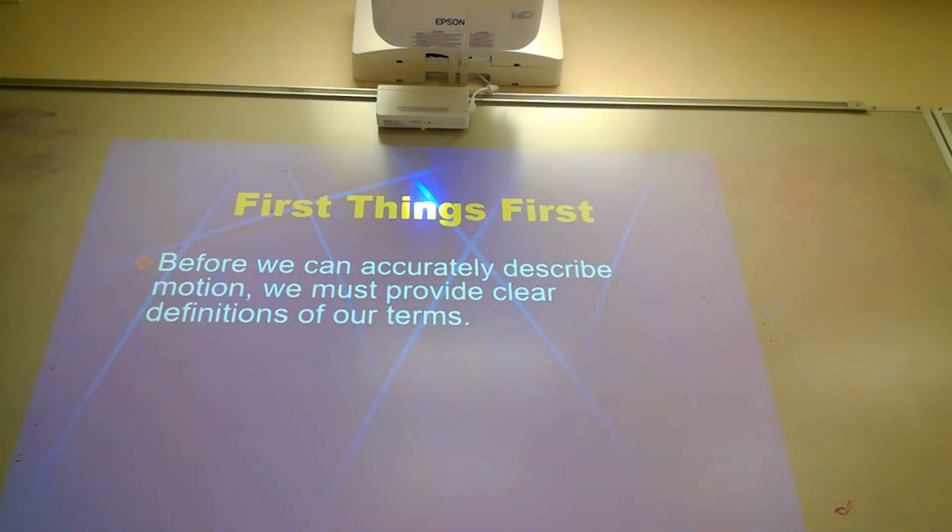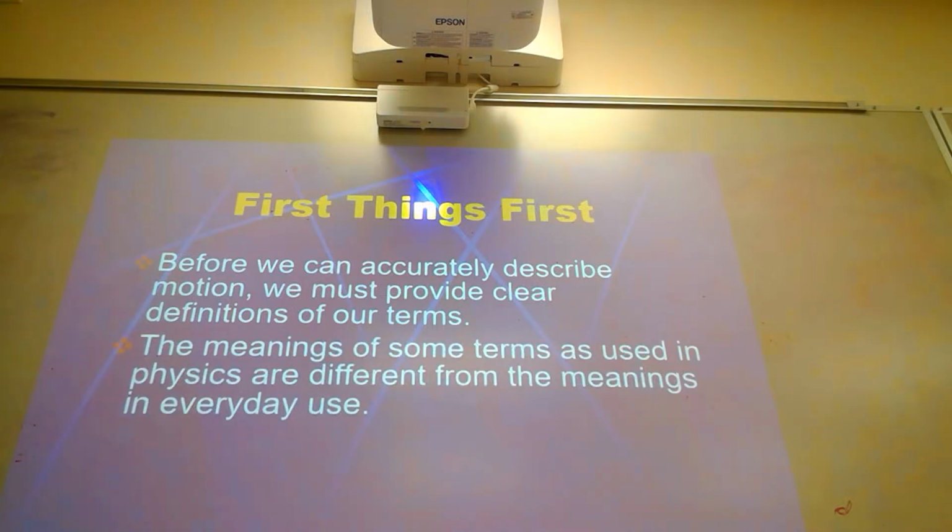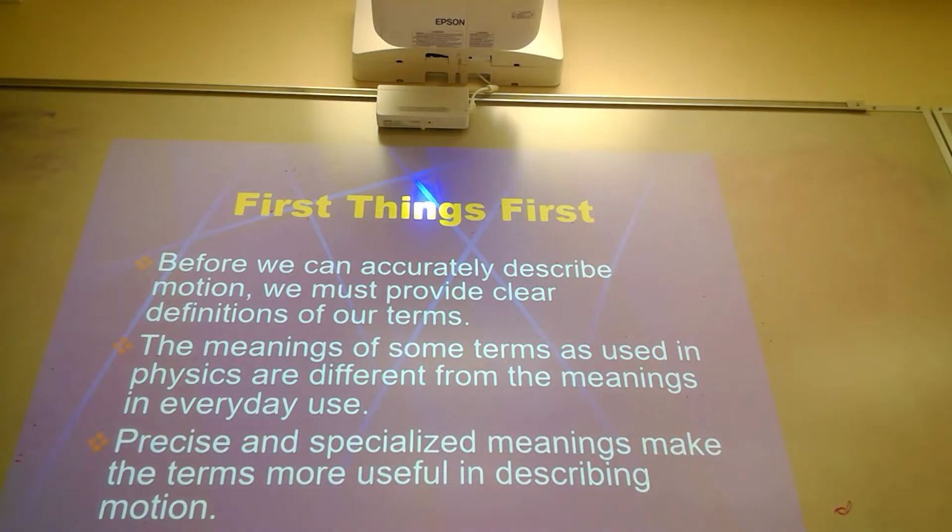Before we can accurately describe motion, we must provide clear definitions of our terms. So in physics, we have very precise definitions. The meanings of some terms as used in physics are different from the meanings in everyday use. So velocity and speed might be used interchangeably in everyday use, but they are not used interchangeably in physics. Acceleration is sometimes used in a way that it would not be used in physics. Precise and specialized meanings make the terms more useful in describing motion. So we have to go through what exactly our terms are that we're going to use for motion and what they mean.